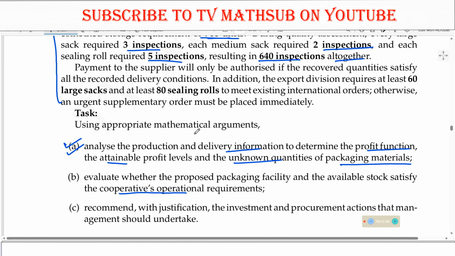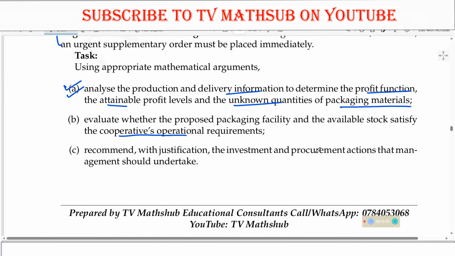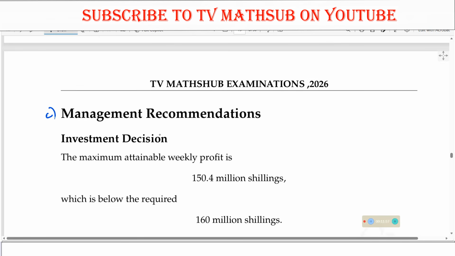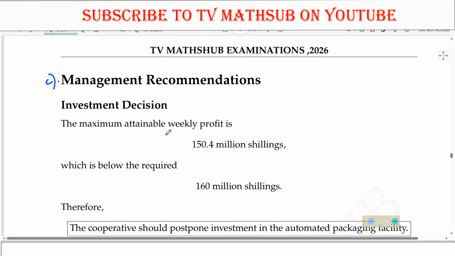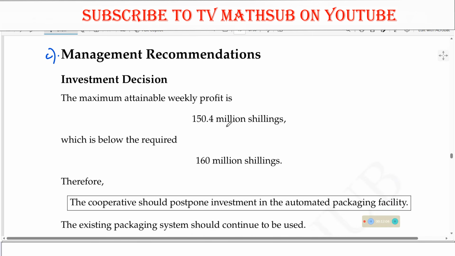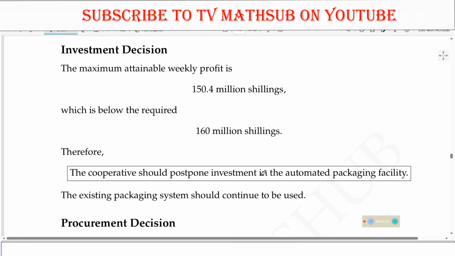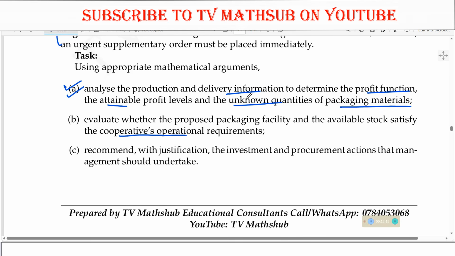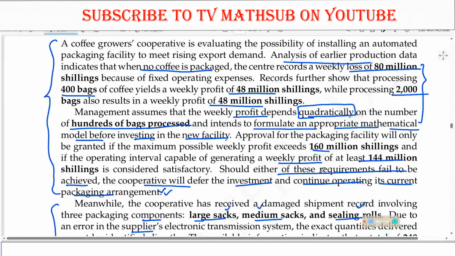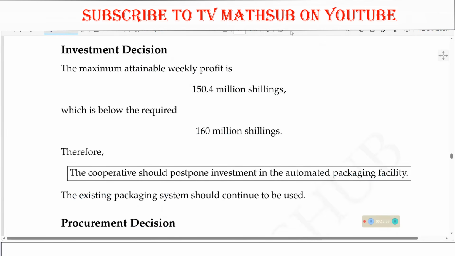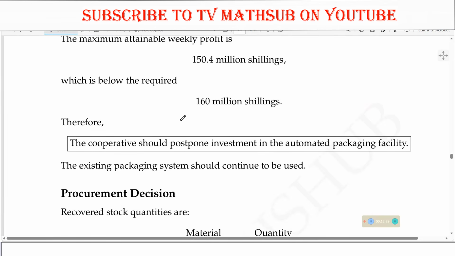So basically we look at part C, recommend with justification the investment and procurement actions that management should undertake. So part C, the management recommendations that we shall give. The investment decisions: we have seen that the maximum attainable weekly profit is this, which is below the required. So the cooperative should postpone investment in the automated packaging facility. We are getting that from here, because they said should either of these fail, the cooperative will defer the investment and continue operating its current packaging arrangement. So the existing packaging system should continue to be used.